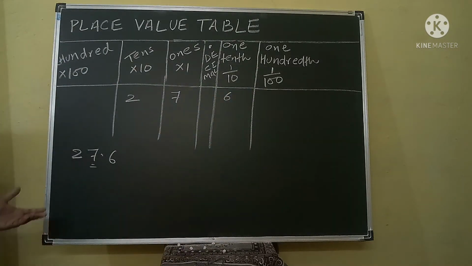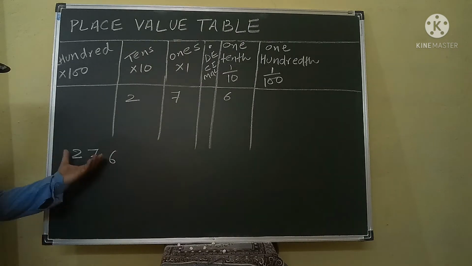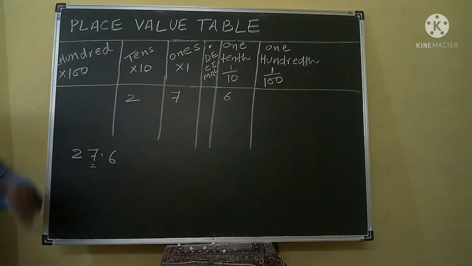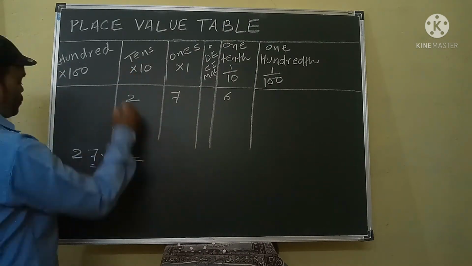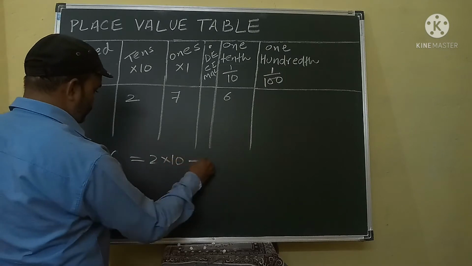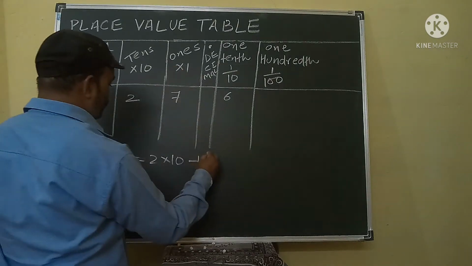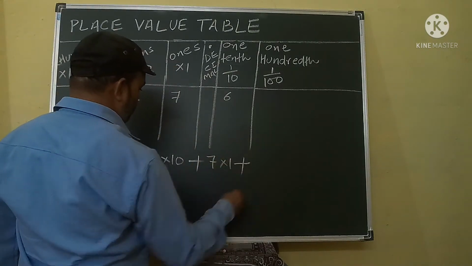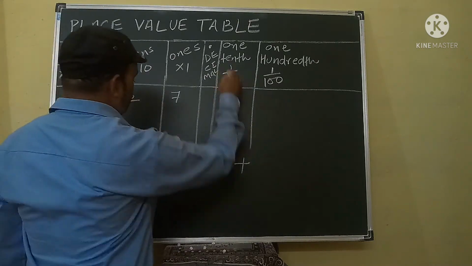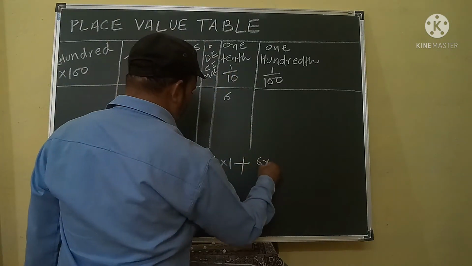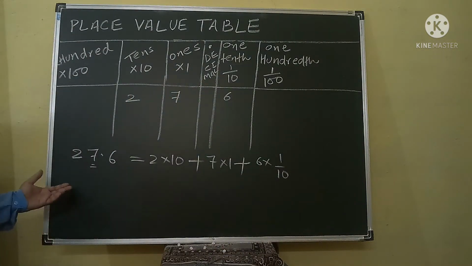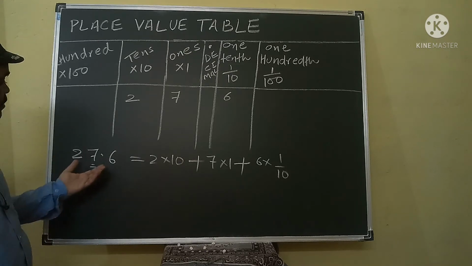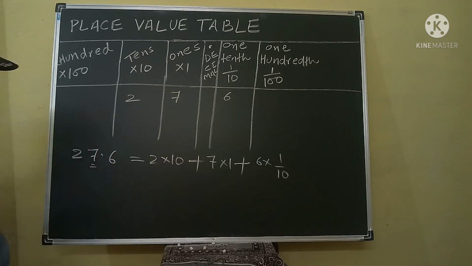Okay. Then how can you write this number according to place value table? So this number we can write here as 2 into 10 plus 7 into 1 plus 6 into 1 upon 10. Okay. So this is the actual method. How can you write any decimal number in place value table?